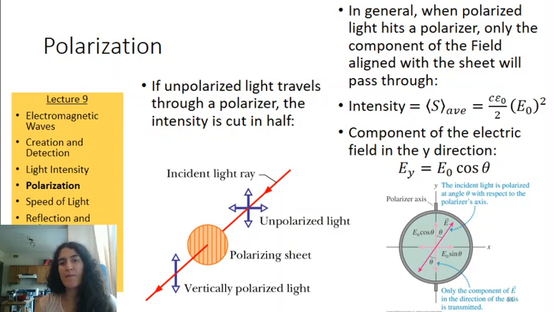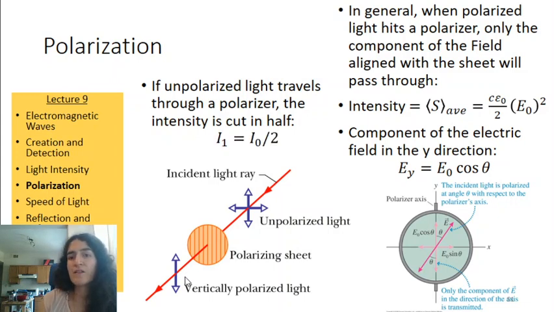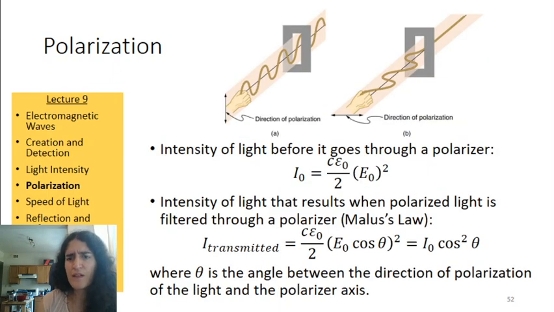So the first step is what happens if I send unpolarized light through a polarizer. This is a symbol representing unpolarized light. What would be the intensity of light that passes through? Exactly a half of the intensity would pass through. So I just want to calculate why that happens.